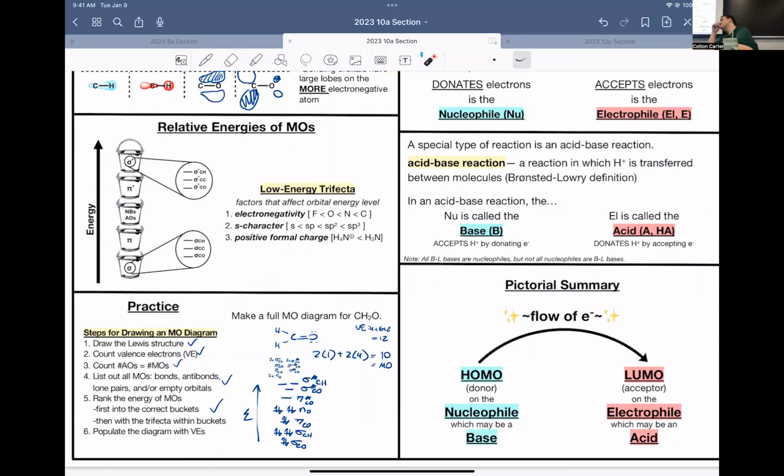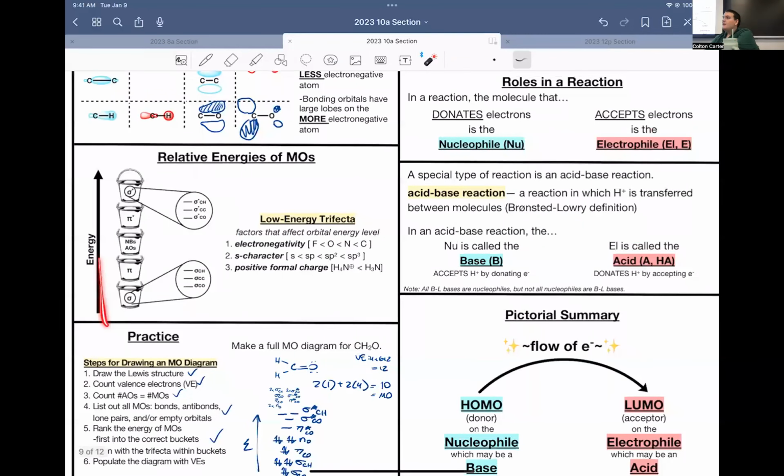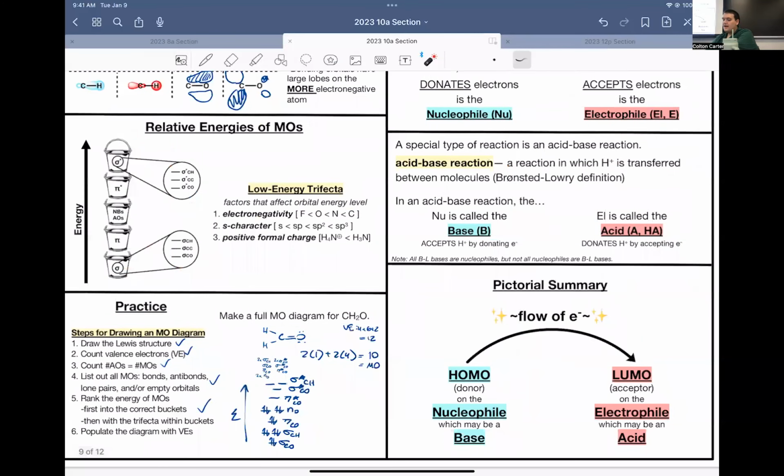You first do it by bucket, and then once you're in the bucket, then you do the low energy trifecta. So, for example, we said the lowest bucket is sigma, and then between the sigma CH and sigma CO, the CO is lower energy because of the low energy trifecta. And then once we got to the sigma star bucket, we said that's the highest bucket. And then the sigma star CO is lower energy because it's more electronegative. Yep.